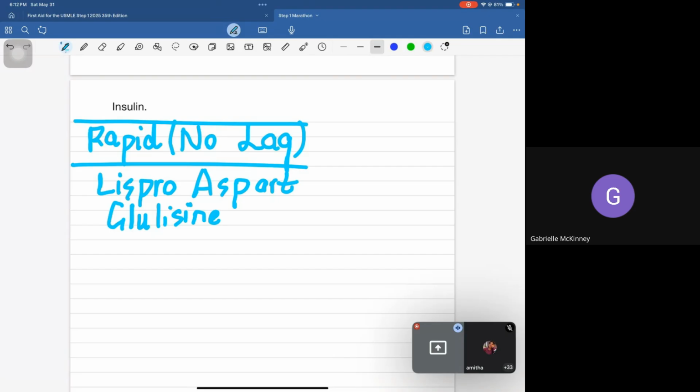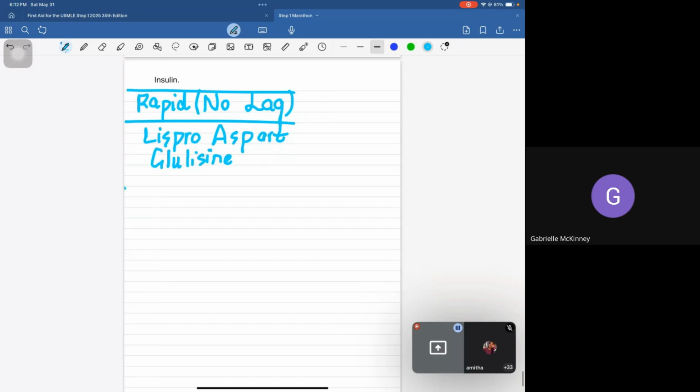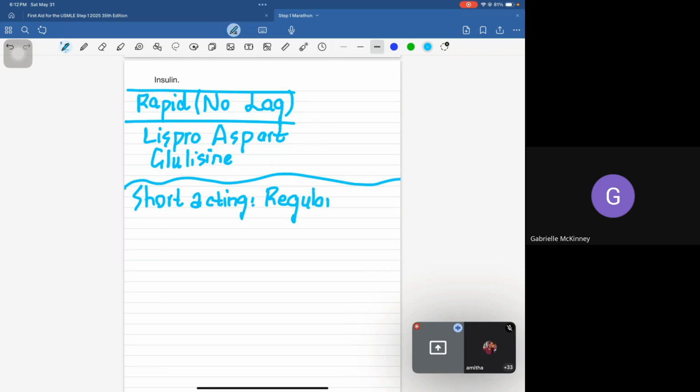Then we have the short-acting insulins. What is the function of short-acting insulin? The short-acting insulin is going to be regular insulin. And why do we give the patient regular insulin? We are going to give it whenever the patient presents with diabetic ketoacidosis.